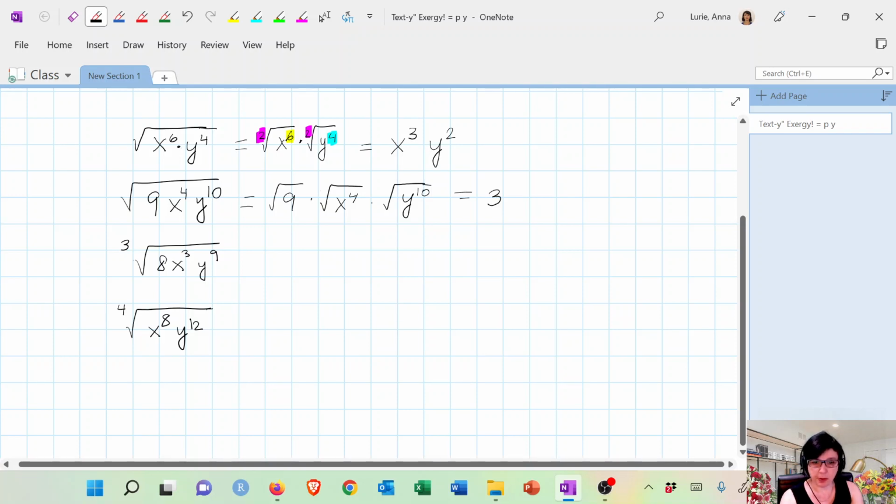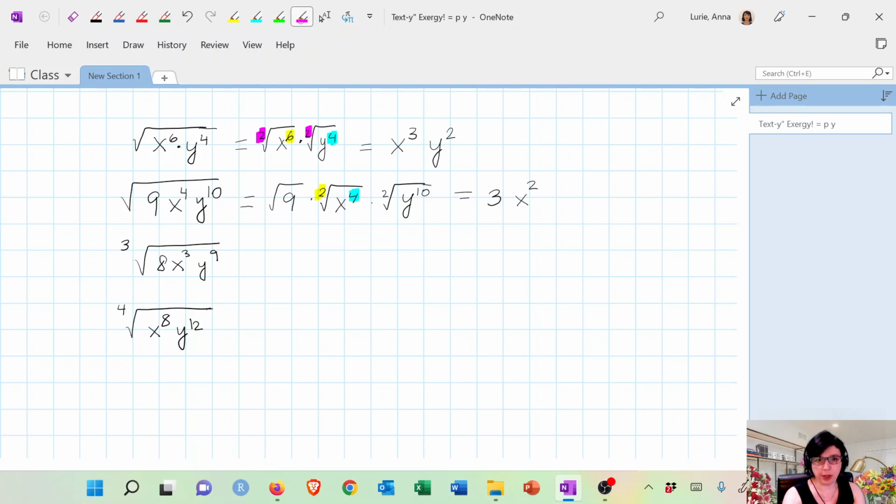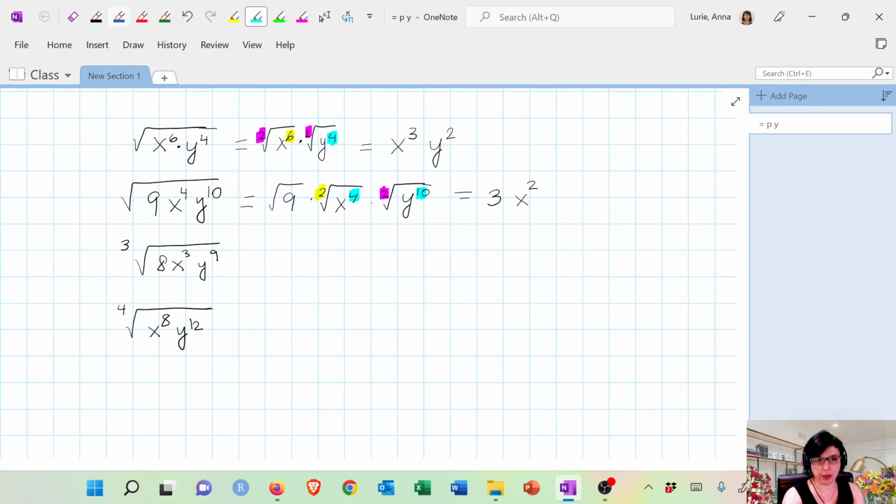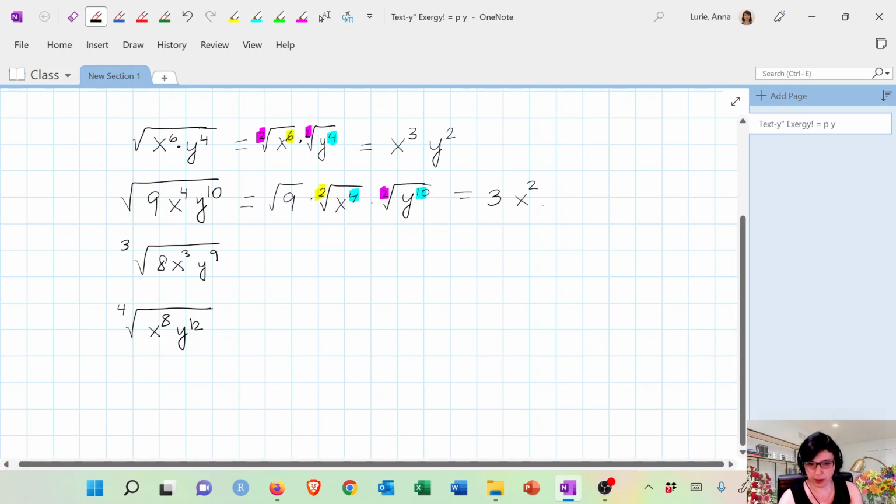And again, remember this is a 2, this is a 2. So you're taking each of the powers and dividing it by the index. You get x to the 4 over 2, that's 2, so that's going to be x squared. Then you do the exact same thing. Your index is 2, and the power right here is 10, so you take the power and divide by the index. 10 divided by 2 is 5. Okay, so that's it.